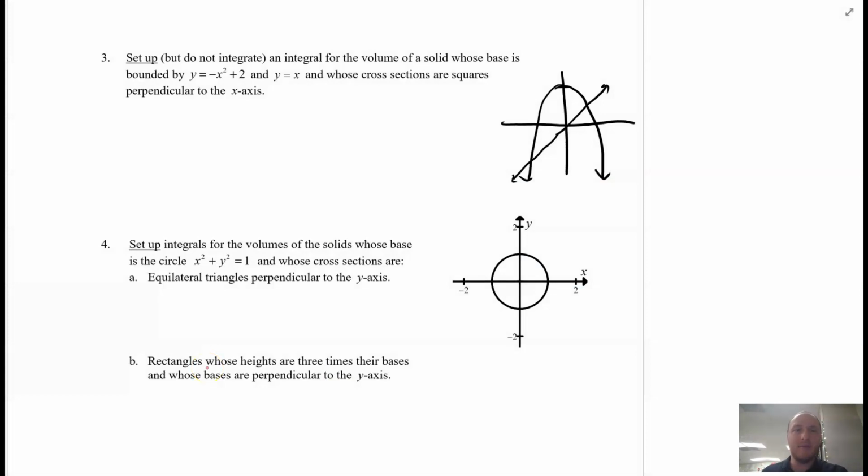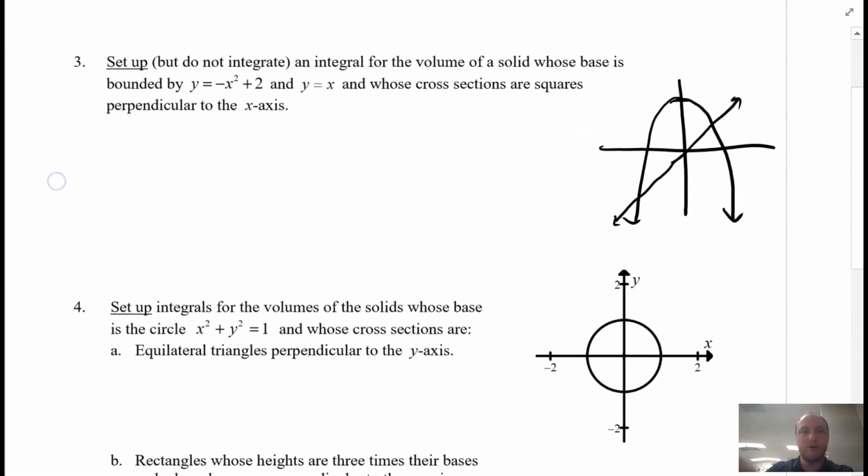On number 3, it says set up an integral for the volume of a solid whose base is bounded by y equals negative x squared plus 2 and y equals x, and whose cross sections are squares perpendicular to the x-axis. So I've already pre-drawn this image, and you don't need the image if you understand what's going on. But here I have this function, y equals negative x squared plus 2, and it's also bounded by this function, y equals x.